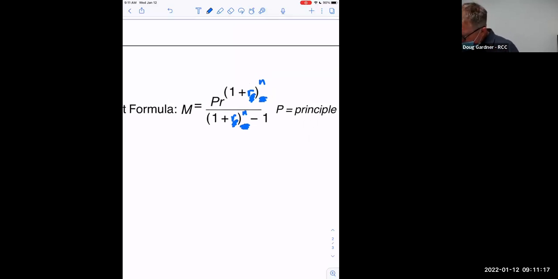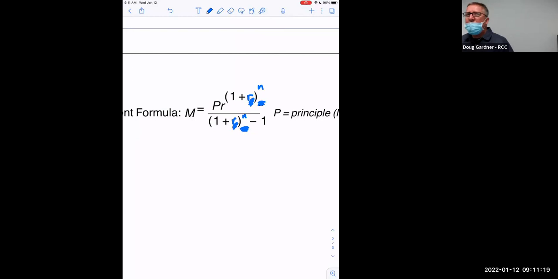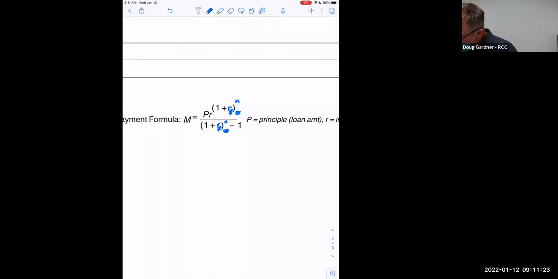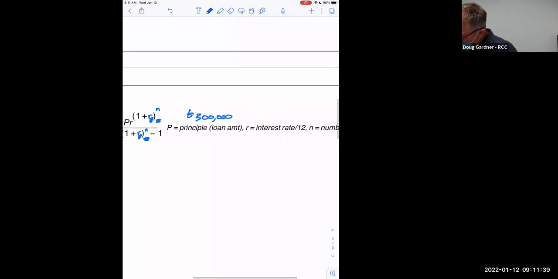Okay, so let's find the monthly payment. Let's do a house instead of a car. P is the principal, or the loan amount. So let's keep it simple. Let's buy a $300,000 house. Around here, unfortunately, that's not a great house. I don't even know if you could find a house for $300,000 around here. That's a terrifyingly large number. So that's the principal amount.